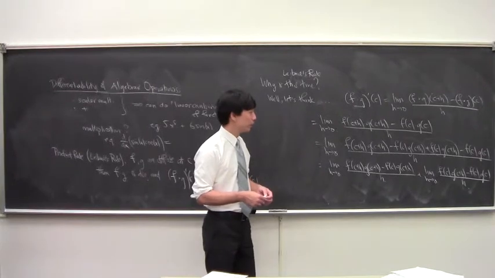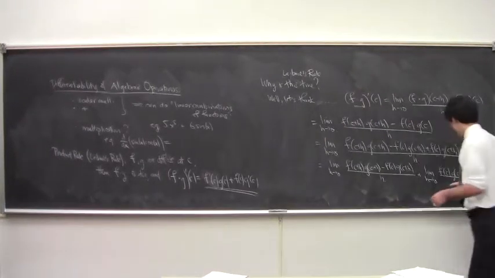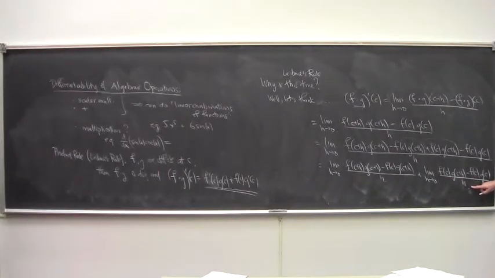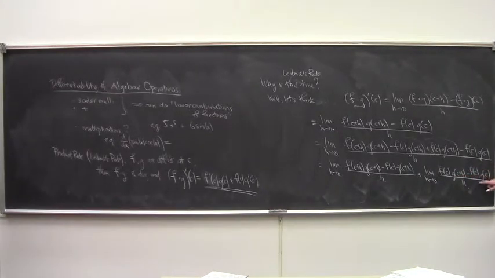Okay. What is this? Does anyone recognize it yet? f of c, g of c plus h minus f of c, g of c, everything over h. Oh, derivative of g. Derivative of g times f of c. Right? You can pull out the scalar f of c, and we are left with the derivative of g.